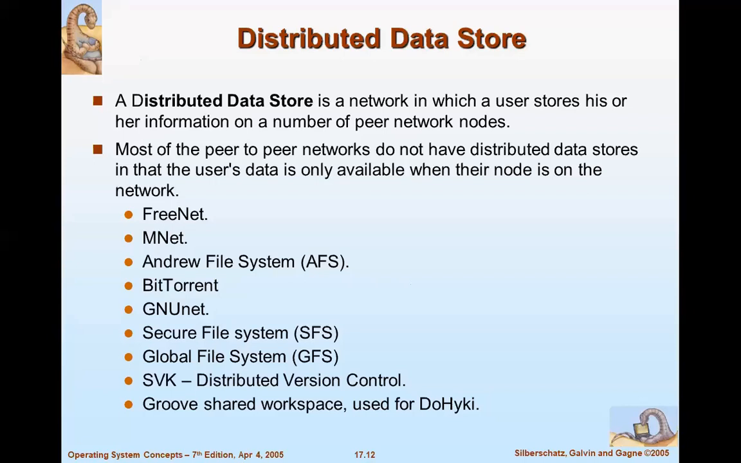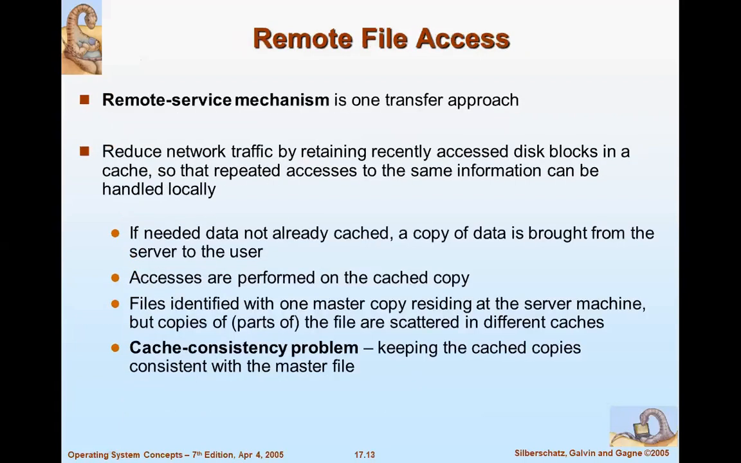We have used the Andrew file system, and BitTorrent you are using for different purposes to download different movies, videos or audio files from different locations across the world. BitTorrent is very famous for that purpose. GNUnet, similarly, we have the secure file system and the global file system, and distributed version control. Or you can have the Groove shared workspace or the Docky.